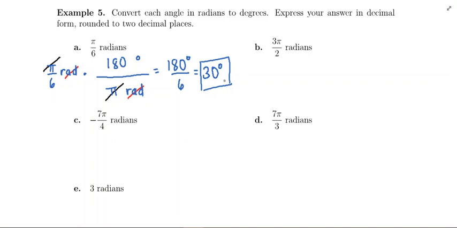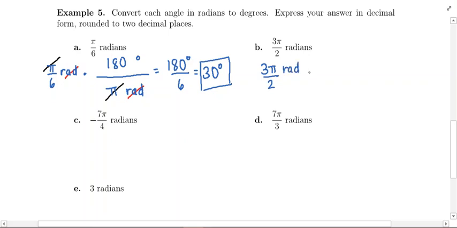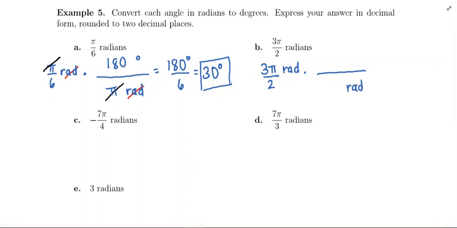Let's try the next one. Now we're dealing with 3 pi over 2 radians. We want radians to go away, so in your conversion factor you're going to put radians in the denominator. Radians in the top over radians in the bottom will cancel. You want to be left with degrees, that will go in the top. Your conversion factor has to be equal to 1, so whatever's in that fraction, the numerator has to equal the denominator.